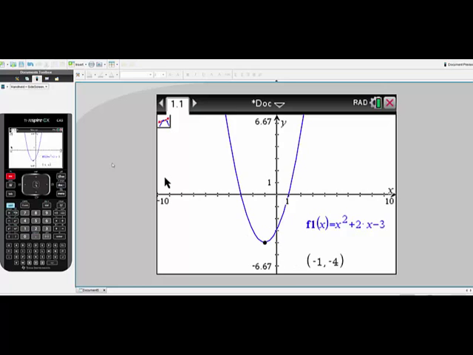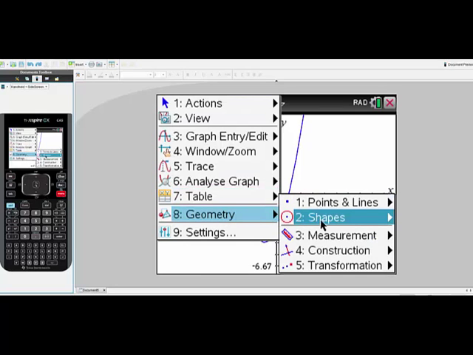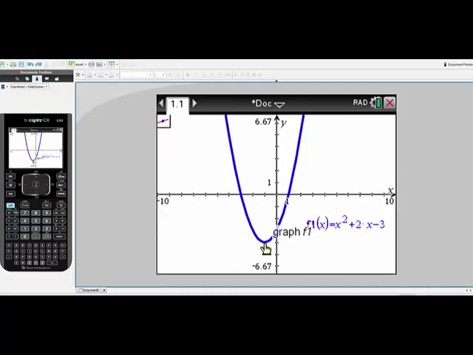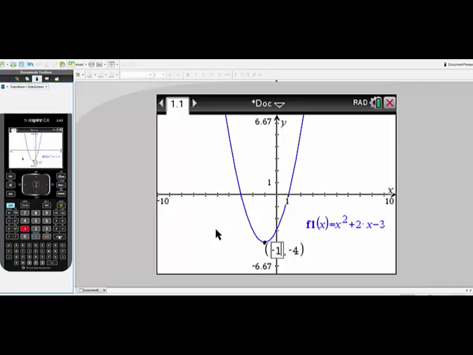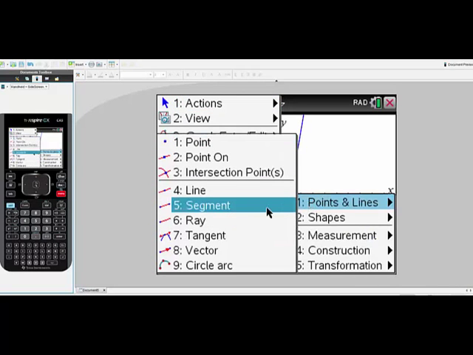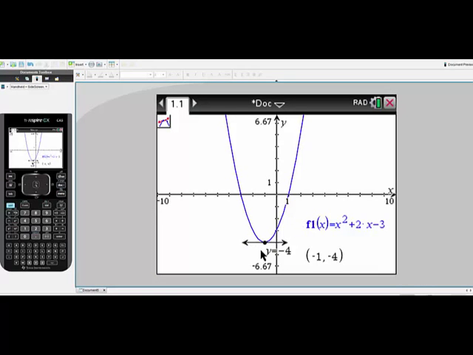Since we already had a point there, this is actually how you undo it. Control, escape. Let's plot one point. Let's not do the minimum. Point on, and we know that it's minus 1, minus 1, enter. This is our point. Now let's get the tangent. There we go. This is the equation of the tangent. Okay, y is equal to minus 4.